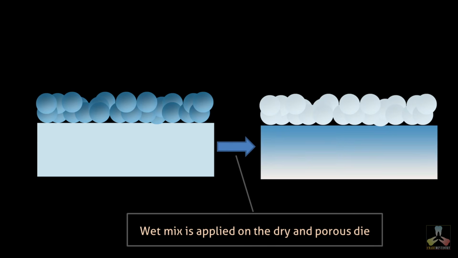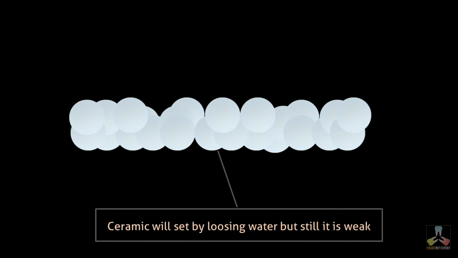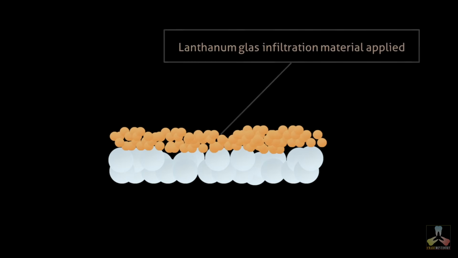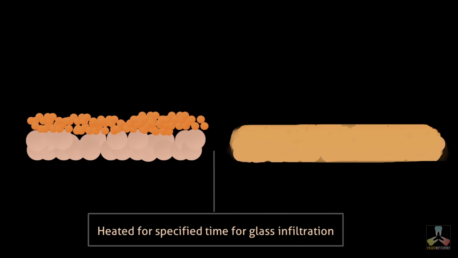It will retain the shape but it will still be weak. So it will be partially sintered in a heating furnace. On top of this partially sintered material, molten lanthanum glass is painted for glass infiltration. Once heated, this infiltration glass will penetrate and strengthen the restoration. So thus we get the final restoration which will be much harder and stronger, and it is also very aesthetic.